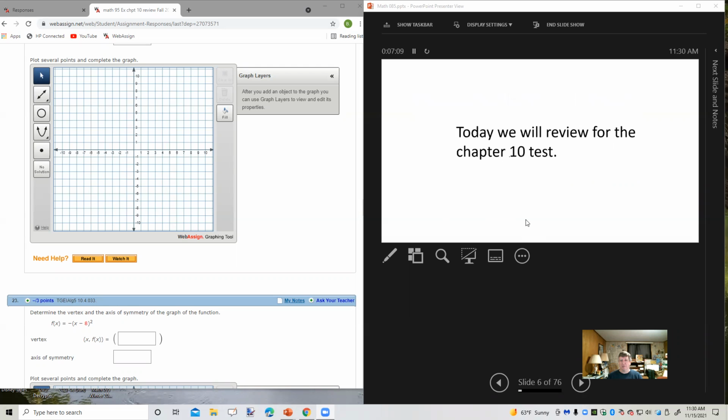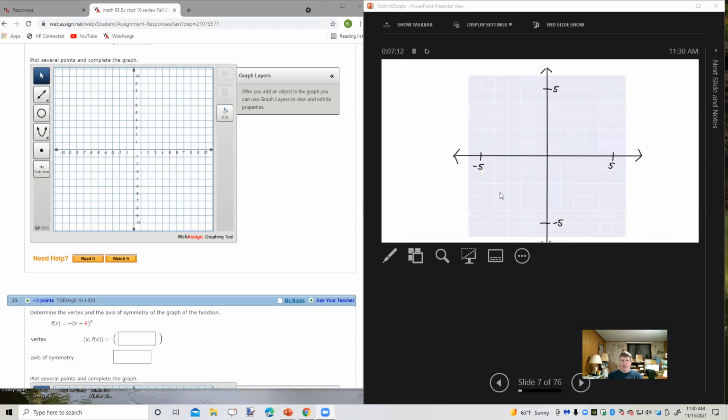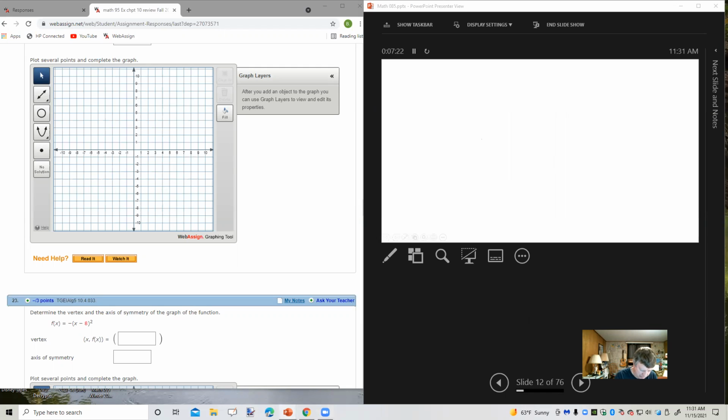All right, so today we're going to review for the Chapter 10 test. And to start with, I have some questions that were emailed to me. This is from section 10.4, and we're going to start off with number 9. It basically says to graph f of x equals 1/3 x squared.